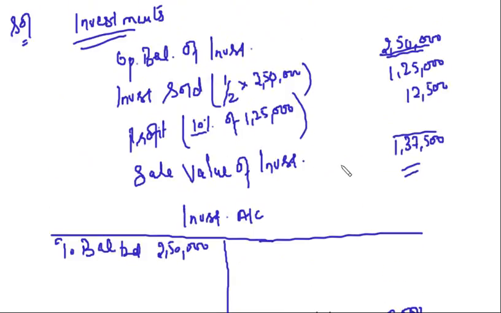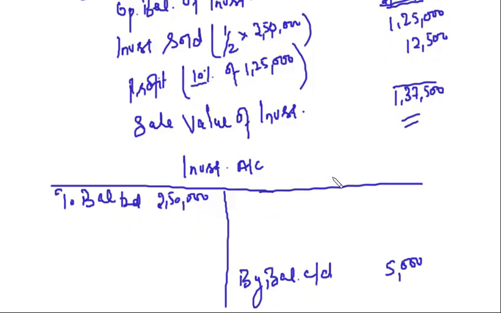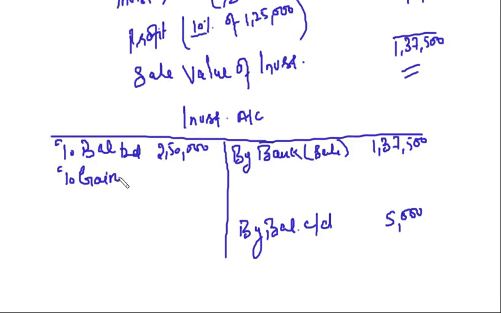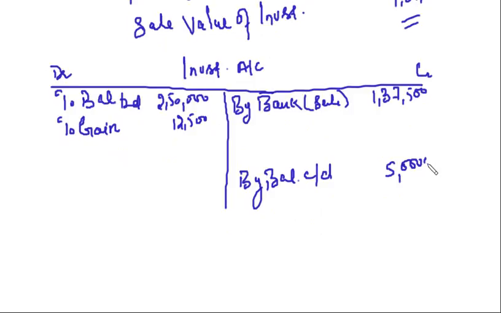Now we have the sale value of investments. Investments were sold at 1,37,500. Clear? So by bank sale, this is 1,37,500. We are also given the gain. To gain 12,500. Now which side is more, debit side or the credit side?